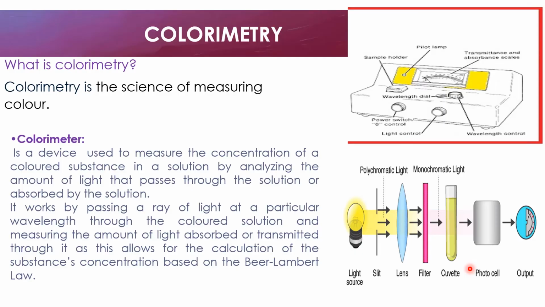It's a device that is used to measure the concentration of a colored substance in a solution by analyzing the amount of light that has passed through the solution, or the amount of light absorbed by the solution. The colorimeter works by passing a ray of light, as shown from the basic instrumentation over here, at a particular wavelength through a colored solution contained in a cuvette and measuring the amount of light absorbed or transmitted through it, as this allows for the calculation of the substance concentration based on Beer-Lambert's law.